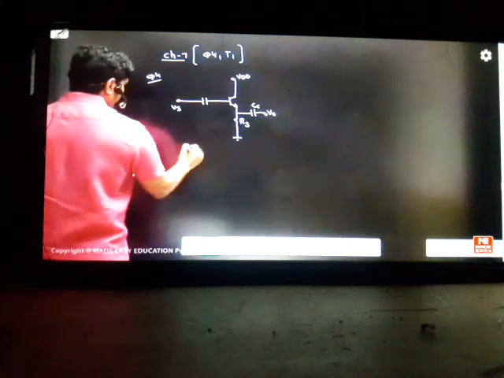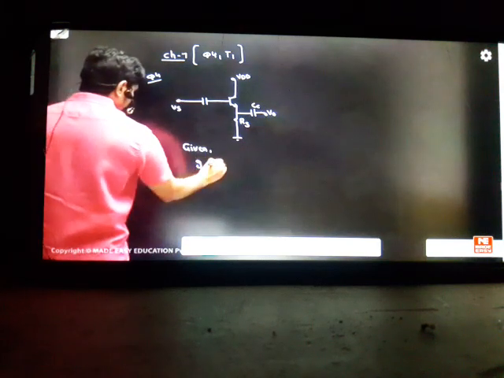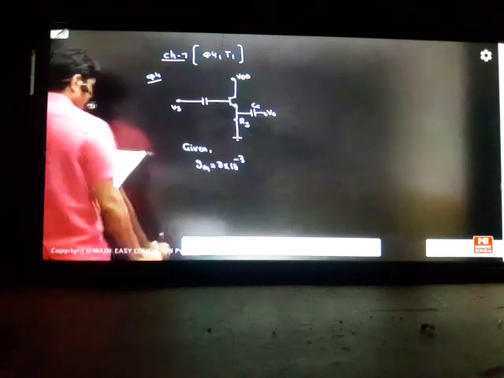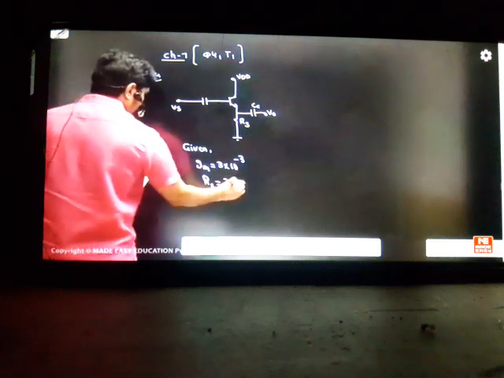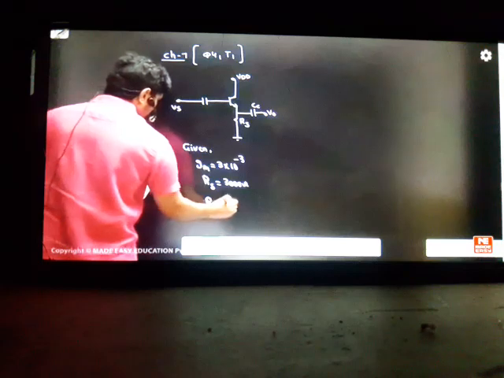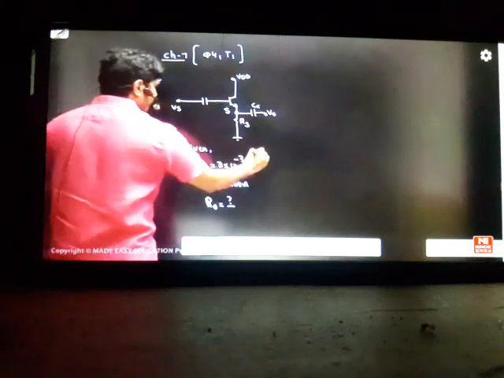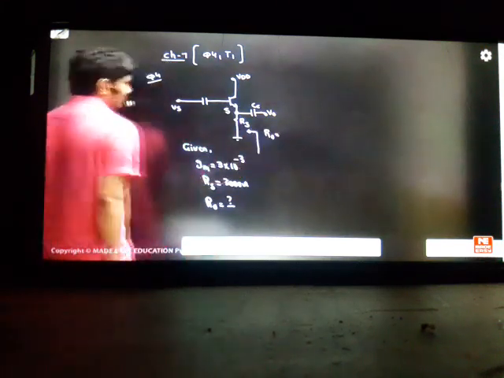In this, the given data is GM, he has given directly: 3 into 10 power minus 3. GM is already given. RS is given, that is 3000 ohms. He is asking, can you calculate the output resistance? It's a very easy question. From the source he is asking the output resistance. We have a trick here. What is the formula for it?